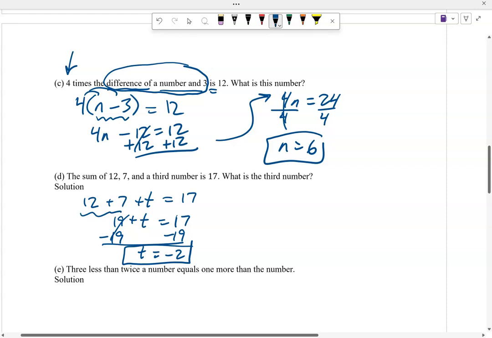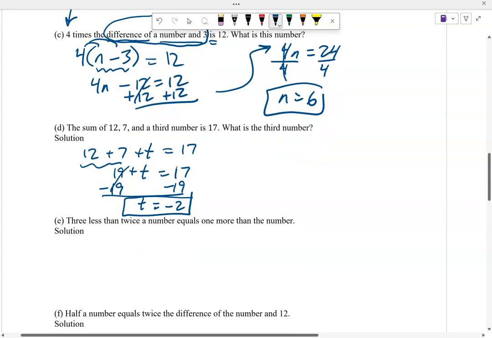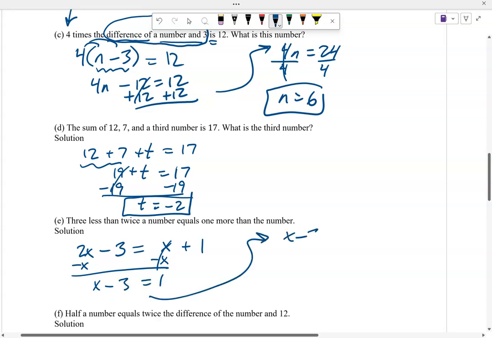3 less than, so that goes on the end. 3 less than twice a number, let's call it x this time, is 1 more than the number. Now let's get all our x's on one side. 2x minus 1x is 1x. And now let's add 3. So our x ends up being 4.